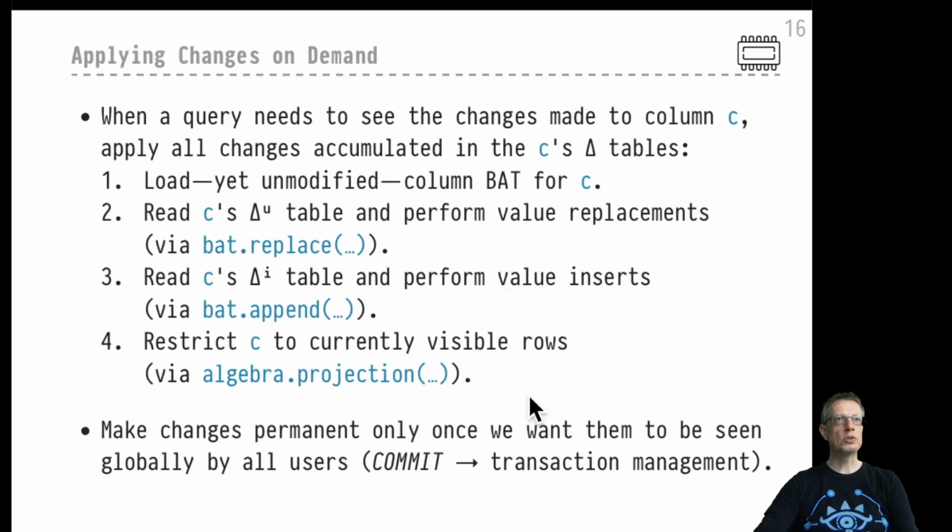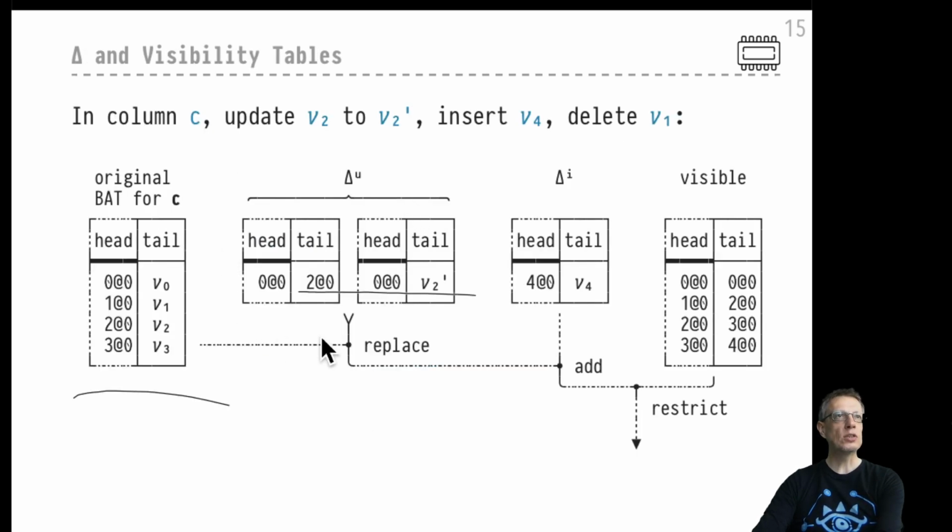So this is what we are going to see if we look at MAL programs that try to reconstruct the updated view of the column C, for example. And we will see this in the interactive terminal in the next video. So what we would do is load the yet unmodified, globally visible column BAT for C. We would then apply the delta U, the update protocol, and there is a particular function to do that. It's the bat replace function, and it would read this delta U update protocol information and apply it to the original column C BAT.